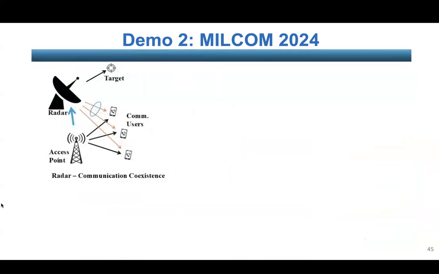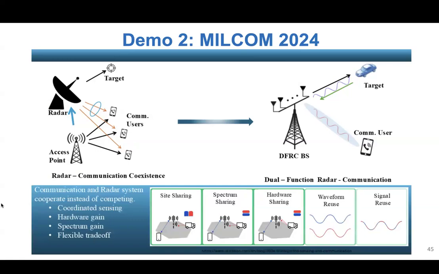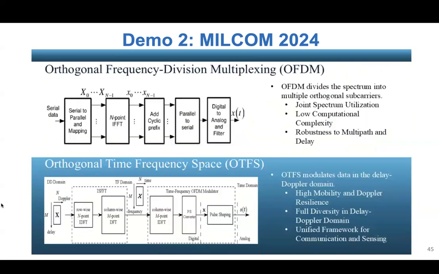A key aspect of ISAC is transitioning from traditional radar communication coexistence systems to dual-function radar communication systems, which enables cooperation instead of resource competition. Moreover, ISAC allows for flexible optimization between radar and communication functions by joint waveform designs, where waveforms like orthogonal frequency division multiplexing (OFDM) and orthogonal time frequency space (OTFS) are used for detection and information.